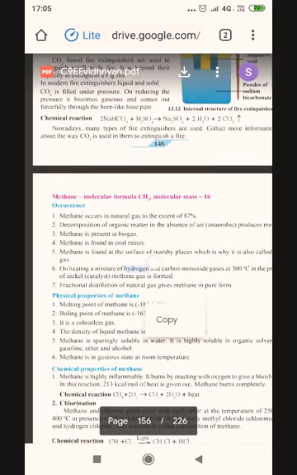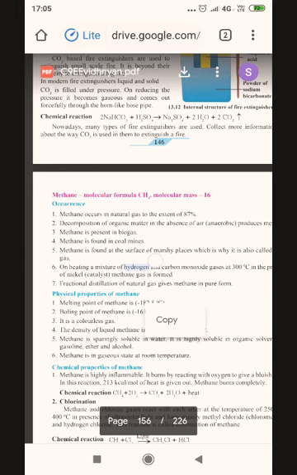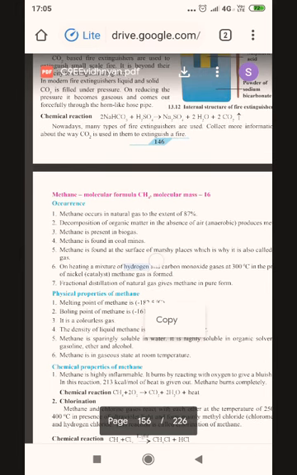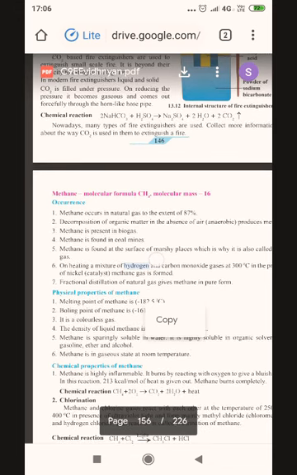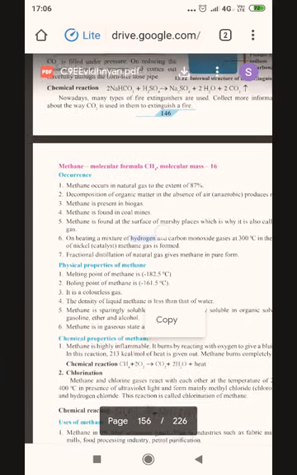Now, what is the chemical reaction and how does the carbon dioxide come out? Sodium bicarbonate reacts with sulfuric acid to form sodium sulfate, water, and carbon dioxide gas is given out. Nowadays, many types of fire extinguishers are used. Collect more information about the way carbon dioxide is used to extinguish the fire.